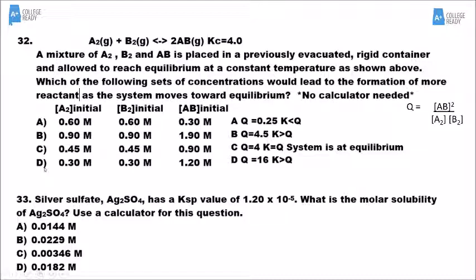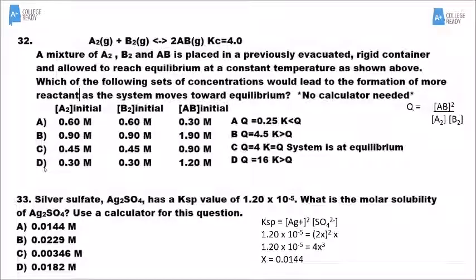Number 33 is a definite calculator problem. This is not something you can do in your head. First we write the K expression, then we substitute in the Ksp value, and we solve for X, and you get 0.0144.